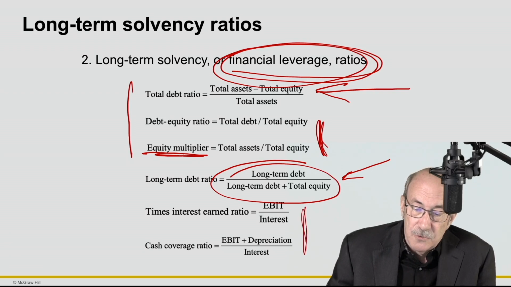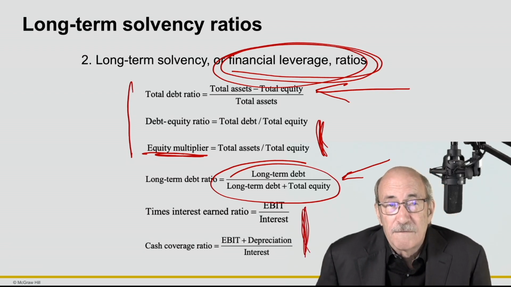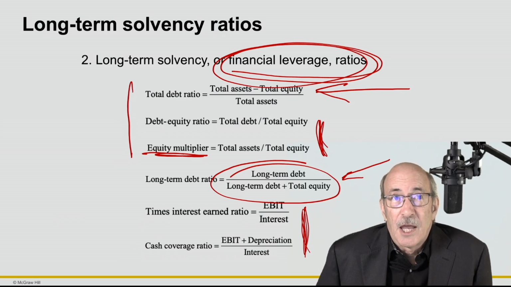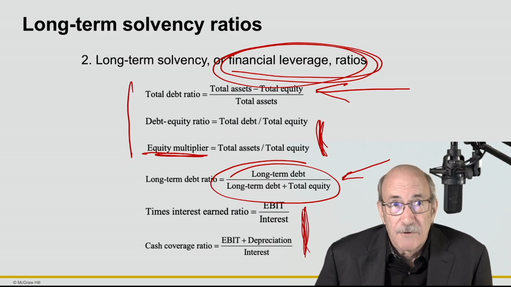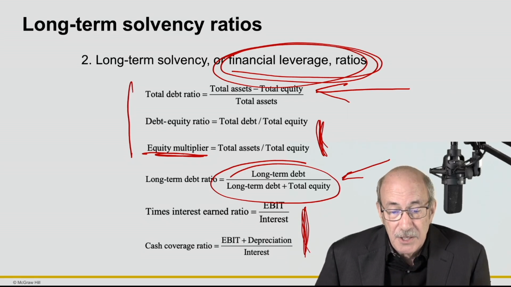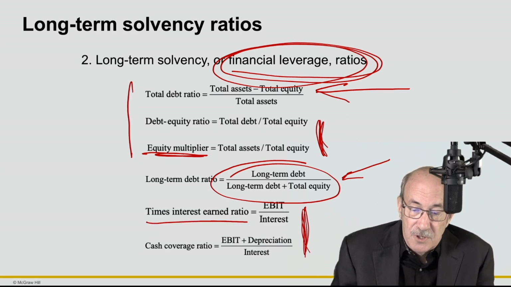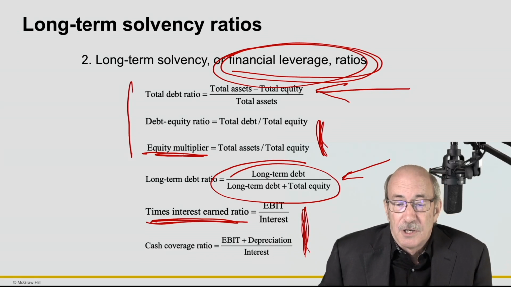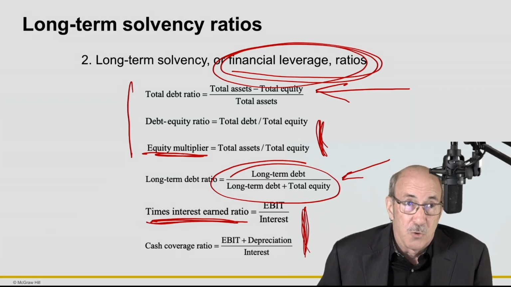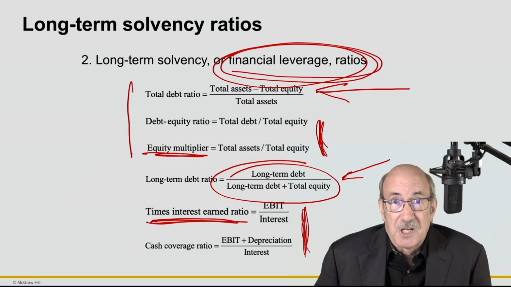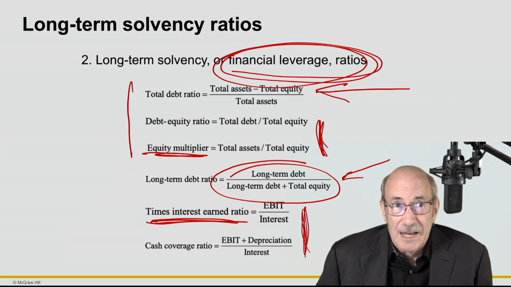These last two really look at how well we can cover our interest payments. And those are due every year, maybe quarterly, depending upon the contract. But this times interest earned, or interest coverage ratio, is a very widely followed one when it comes to looking at solvency. If it's not greater than 1, we've got some potentially big problems, right? If we can't cover our interest using the earnings before interest and taxes, we might be in trouble.